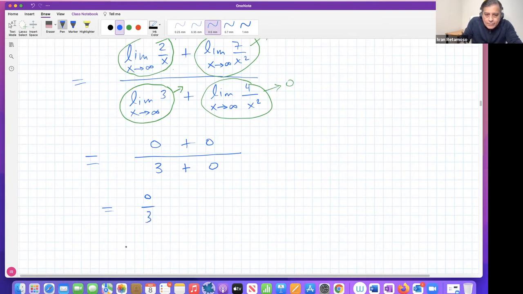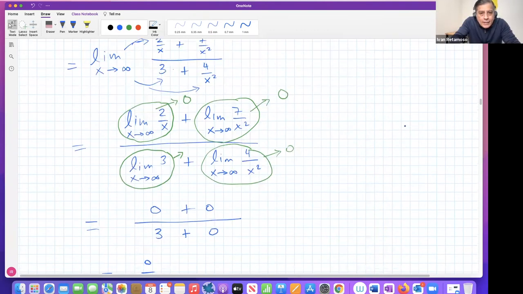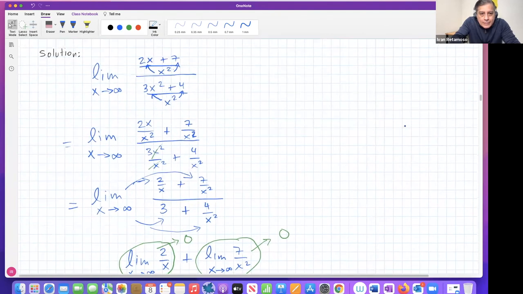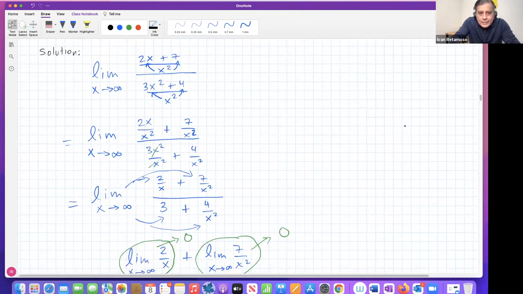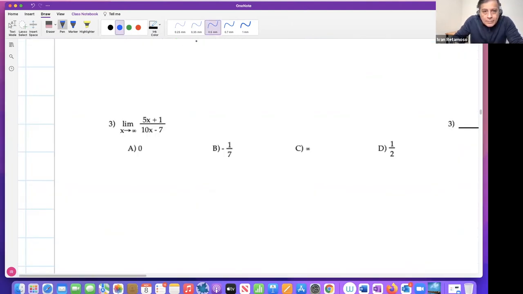So doing the math, 0 + 0, 0 over 3 + 0, 3, 3 × 0 is just 0. So bottom line, 0. There you go. I did this process step by step, showing everything that is needed, but we will summarize this. We will do it faster next time, okay? And then gradually we will consider more challenging examples.